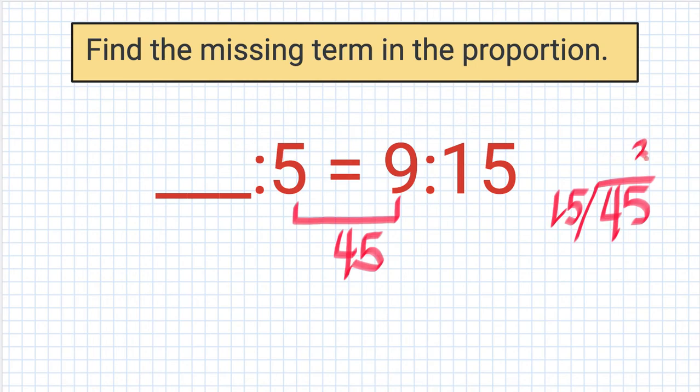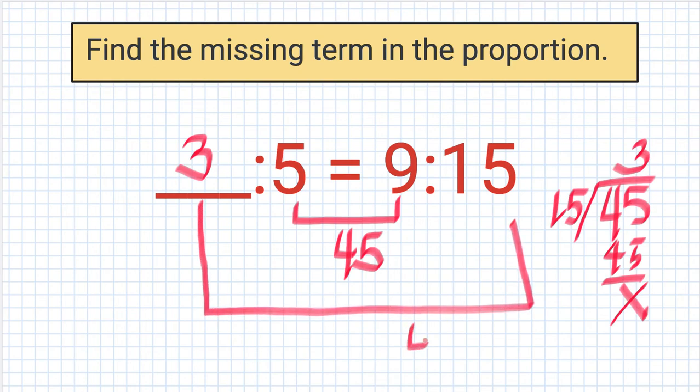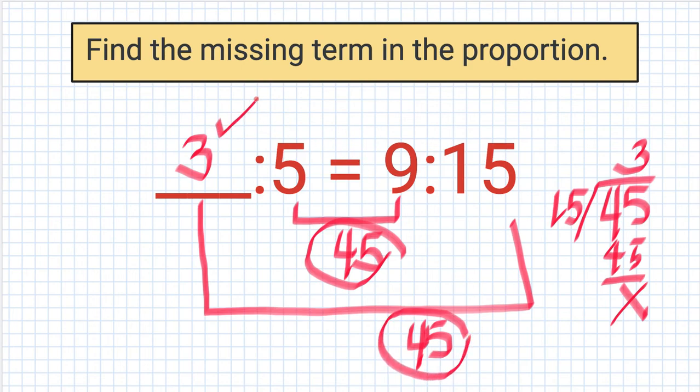That gives us 3. 3 times 15 is 45. Therefore, the answer is 3. Let's check whether this answer is correct by multiplying. 3 times 15, the answer is 45. And 45 in the product of the extremes is the same as the product of the means, which is 45. Therefore, the missing number is 3, and that is correct.